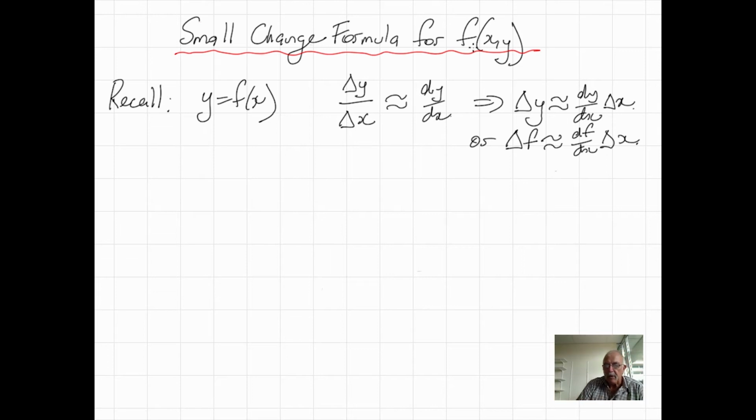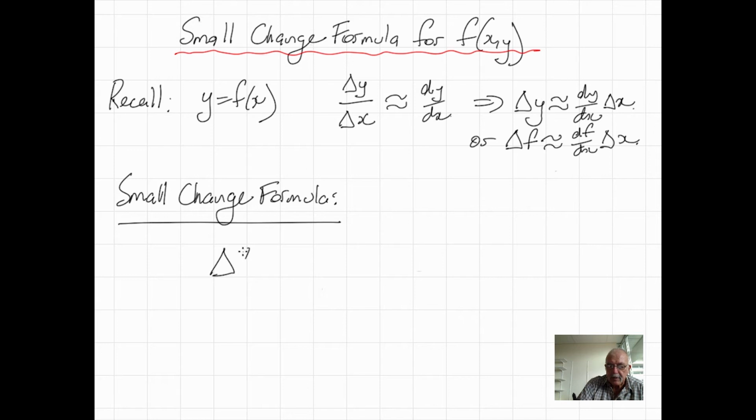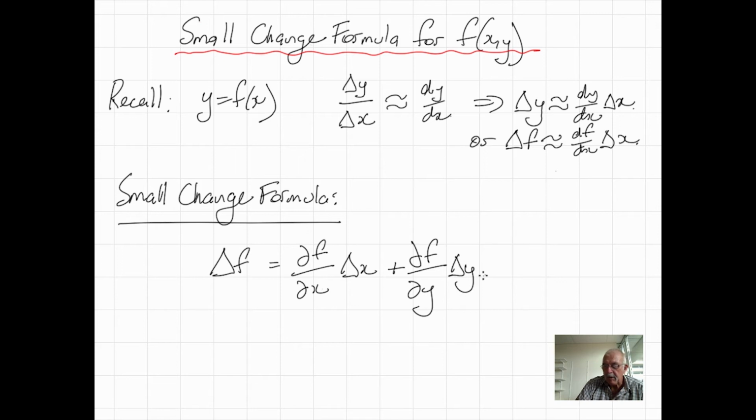What happens when we've got z as a function of x and y? Well, the small change rule or formula goes a little bit like this: the change in the function will be equal to the partial derivative of the function with respect to x times delta x, plus the partial derivative of the function with respect to y times delta y. So that's the small change formula.